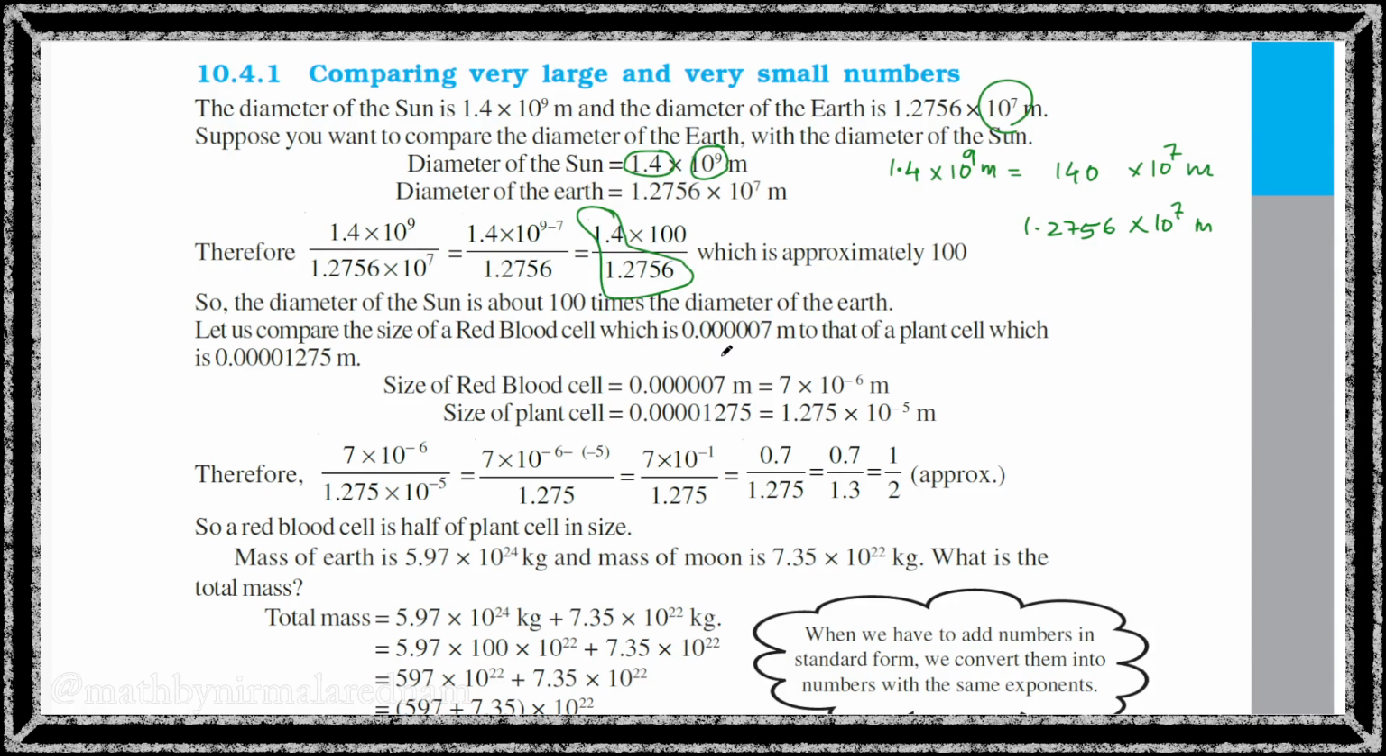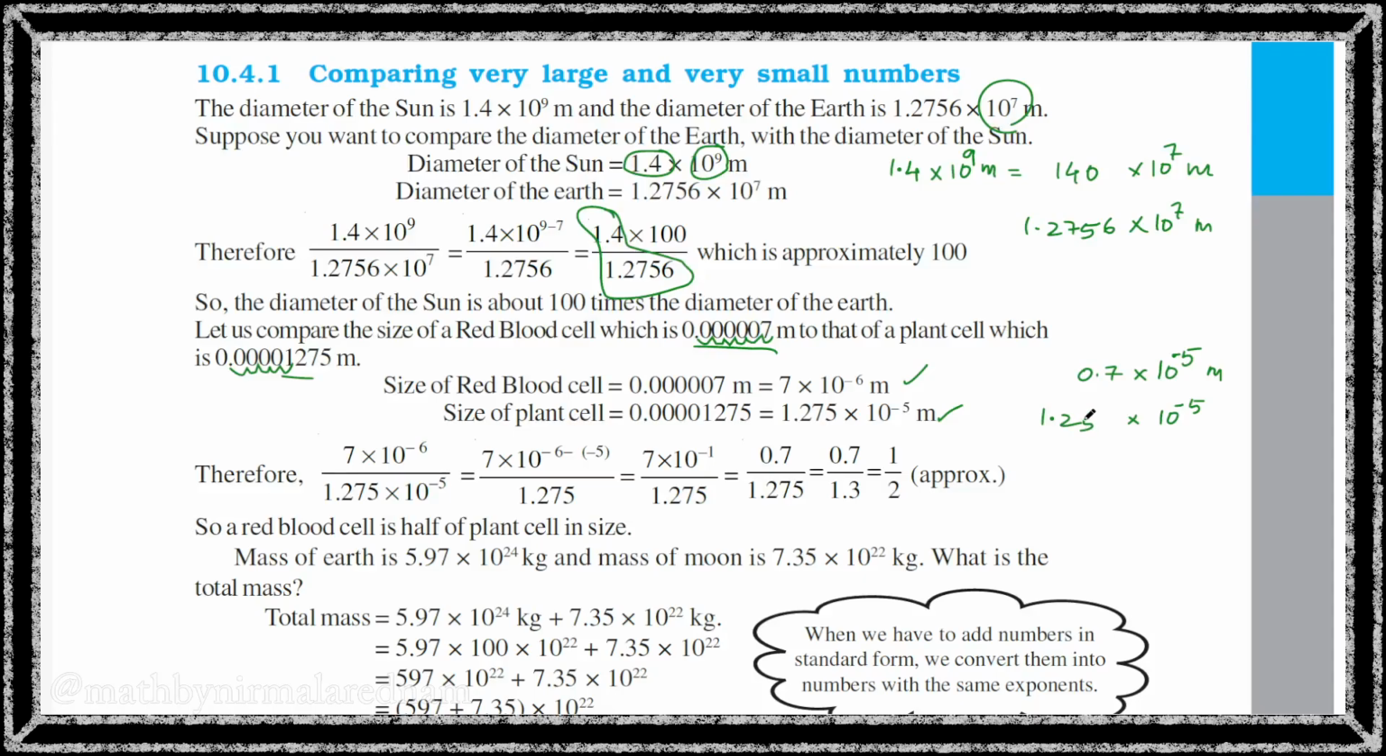If you have extremely small numbers also, for example, I have these two small numbers, right? So what is the standard form? First, we will have to write it in the standard form. This is 1, 2, 3, 4, 5, 6, 7 into 10 power minus 6. And this one is 1, 2, 3, 4, 5, 1.275 into 10 power minus 5. Now, I want 10 power minus 5 for both of them. That means I have to write this as 0.7 into 10 power minus 5, and this one is already 10 power minus 5.